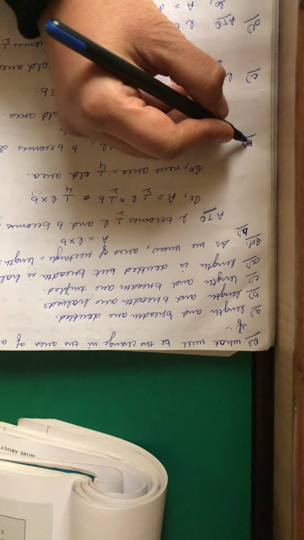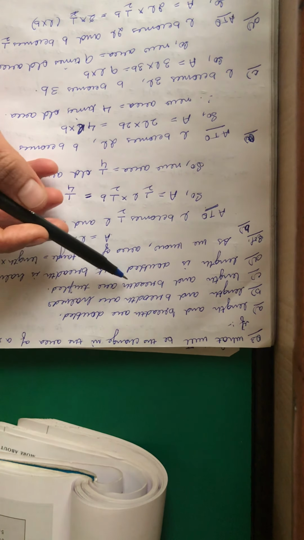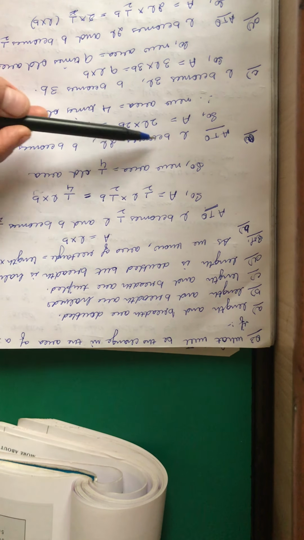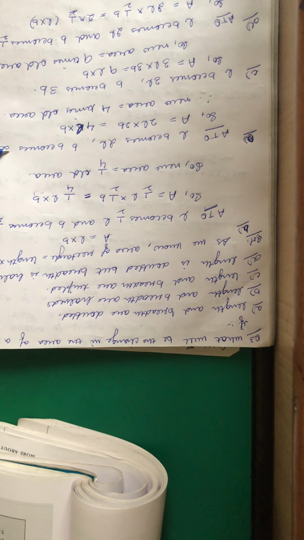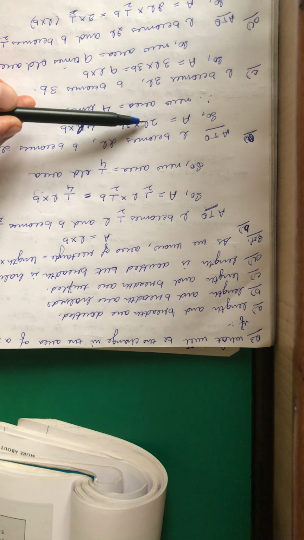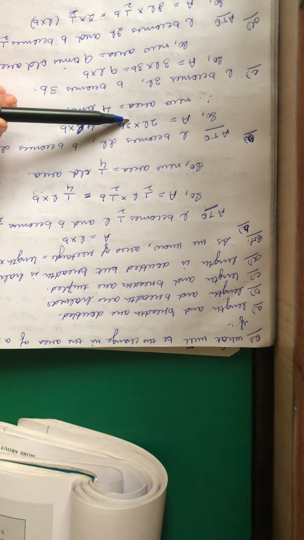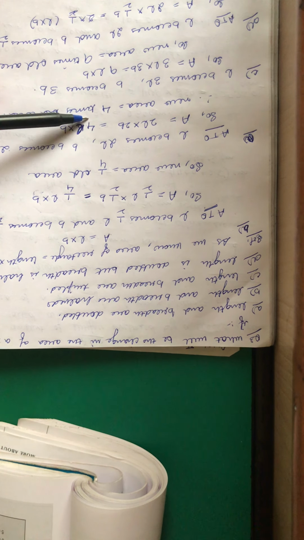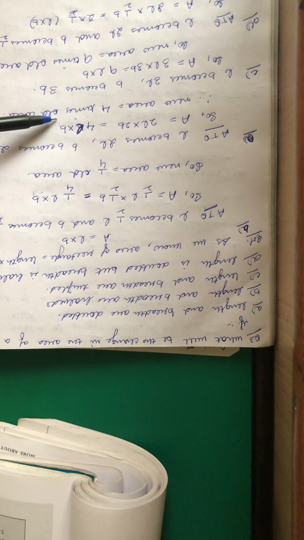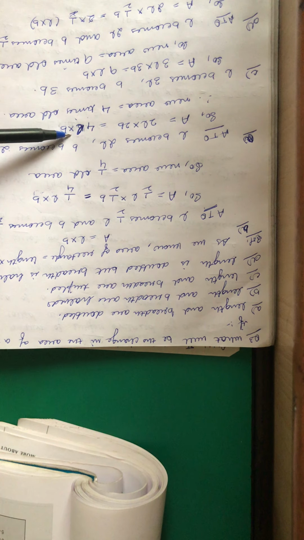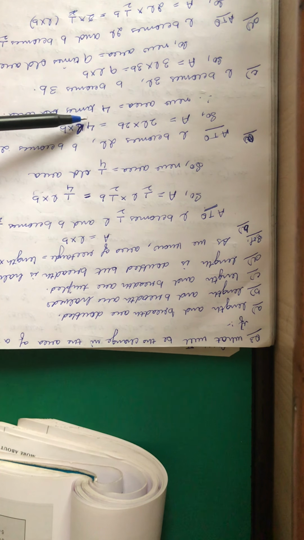A part was when the length and breadth are doubled. So doubled means when L becomes 2L and B becomes 2B. Put it here, new area will be 2L into 2B. 2 into 2 will become 4. So it will be 4 into L into B. L into B was the old area. So new area will be 4 times the old area.